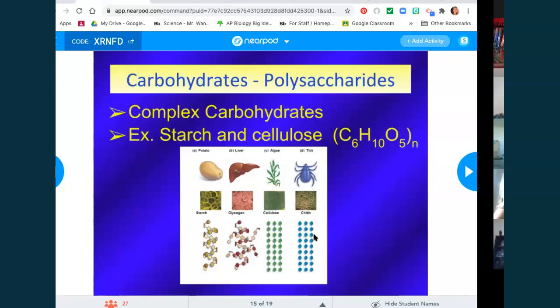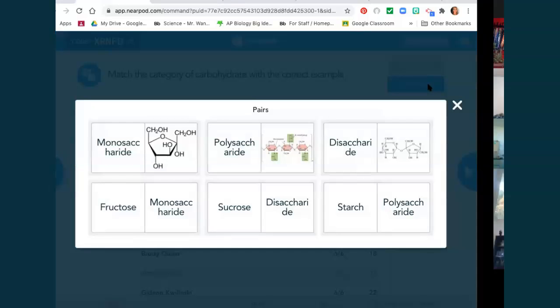Chitin is another example. Chitin is found in the cell walls of fungi, mushrooms, and also in the exoskeletons of our arthropods. Okay, so this is what we were looking for. So monosaccharides, a single circle. Disaccharides, a double circle. Polysaccharides, a triple circle. So I tried to put it on the right or left.